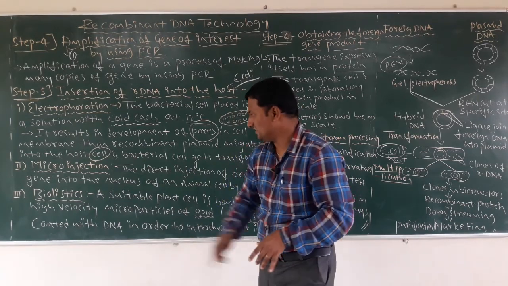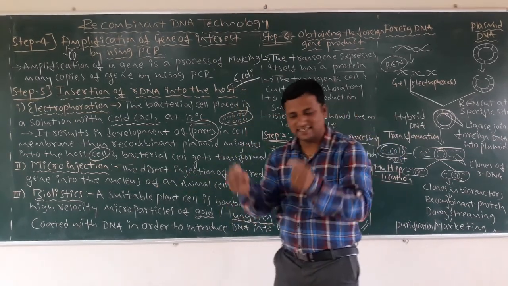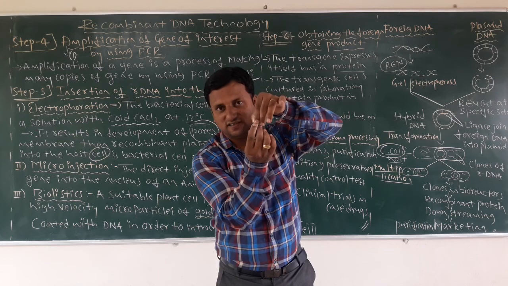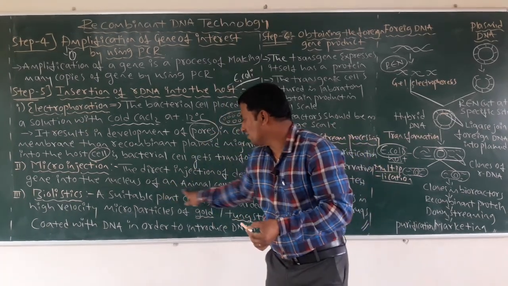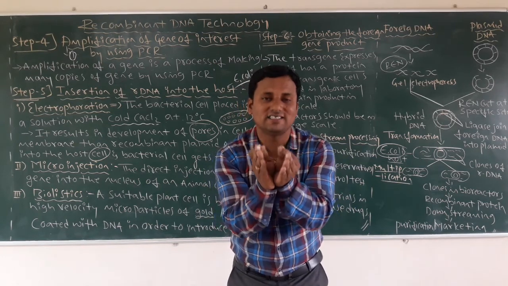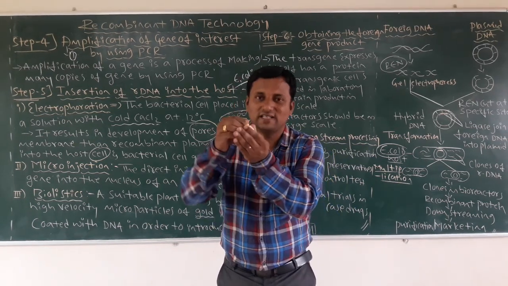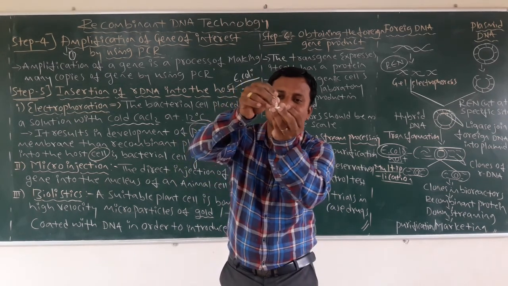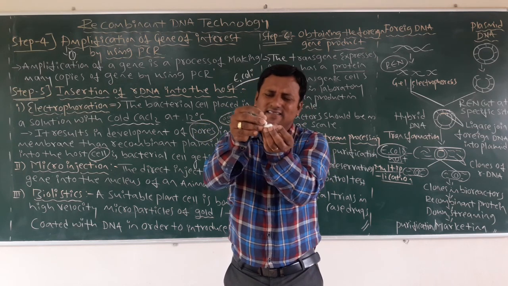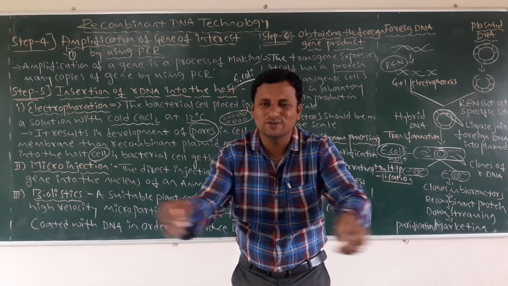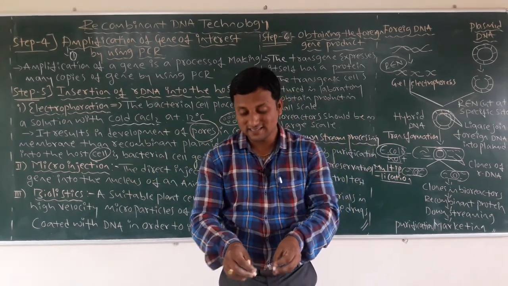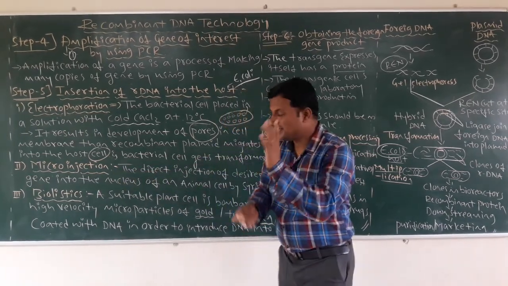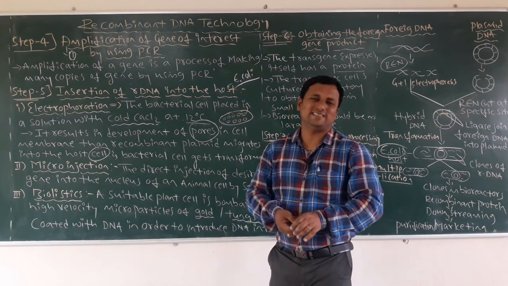What is microinjection? The direct injection of the desired gene. Take the desired gene into the injection and directly introduce it into the nucleus of an animal cell. Into that host, we can directly introduce this desired gene. If you introduce the desired gene directly into the animal host cell, then it will undergo the multiplication process. This is a direct method, by using microinjection.